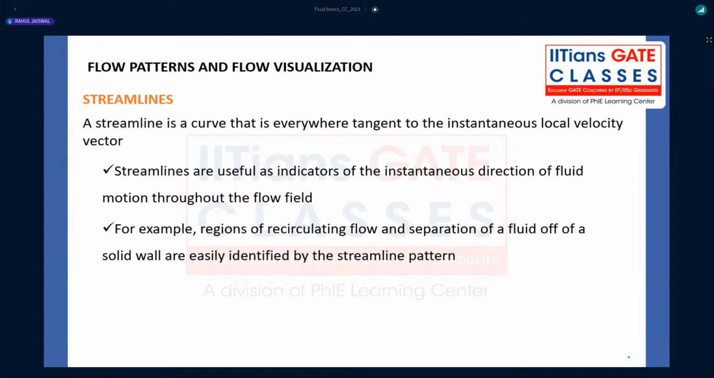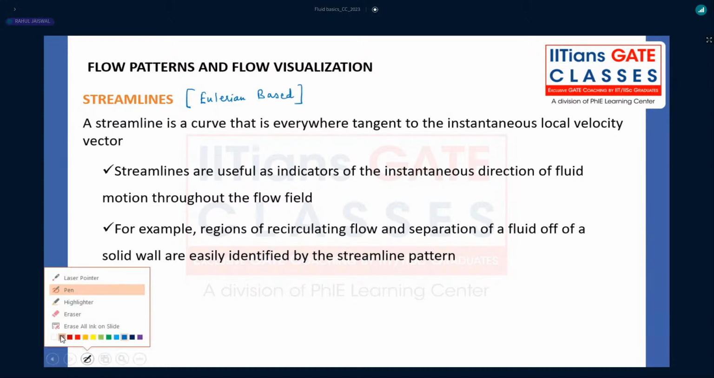The next question will be: whatever result you are plotting, is it based on the Lagrangian description or the Eulerian description, right? And they will keep on digging with questions. So the first thing we are going to study is the streamlines. Once again, in these streamlines we are studying based on the Eulerian description.